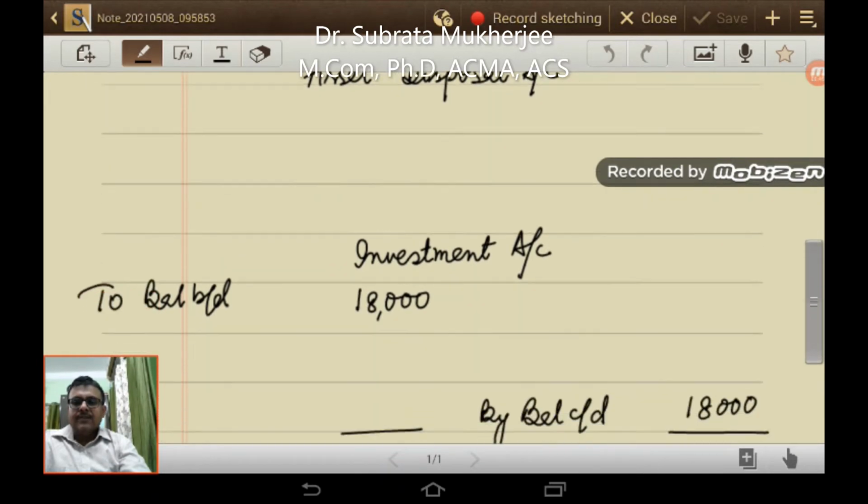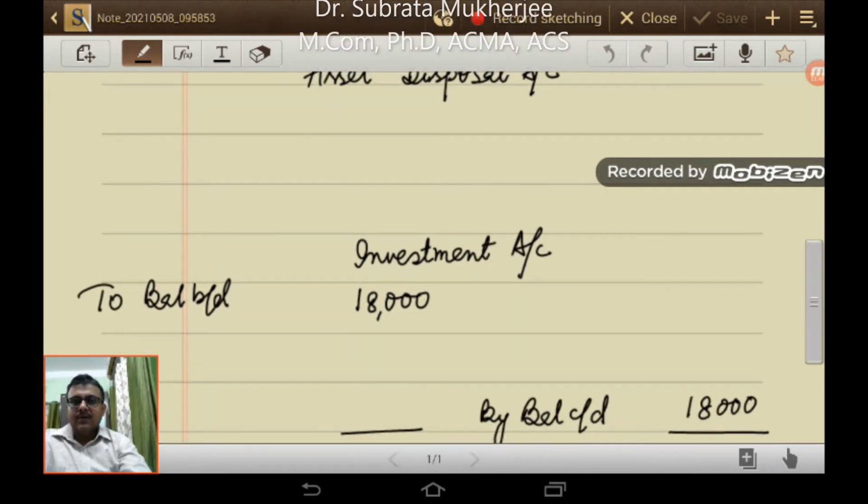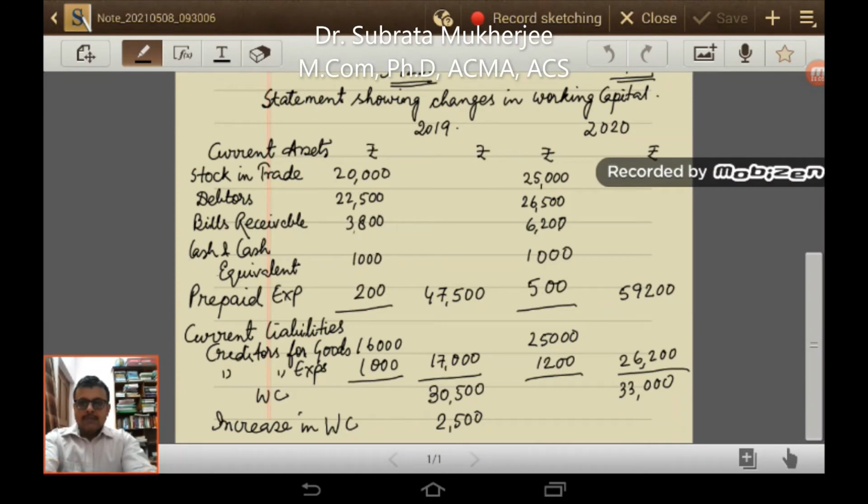The next item is the investment account, the opening and the closing balance being 18,000. Now we have to record the balances of current assets. Stock in trade 20,000, 25,000 as on 30th June 2019 and 30th June 2020. Debtors 22,500 and 26,500. Bills receivable 3,800 and 6,200. Cash and cash equivalent 1,000 and 1,000. Prepaid expenses 200 and 500. So the total of current assets is 47,500 and 59,200 as on 30th June 2019 and 30th June 2020 respectively.